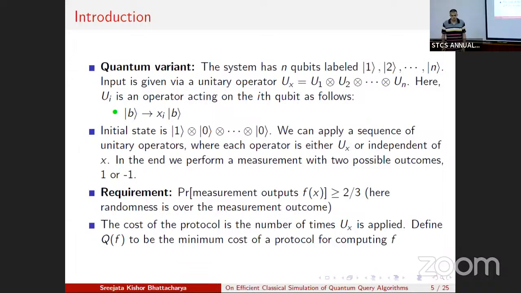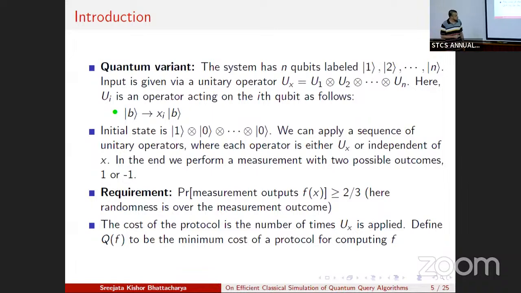Okay, thank you. So with some extra things like ancillary qubits, we can assume this is the form of our quantum query algorithm. Let's define Q(F) to be the minimum cost of a quantum query algorithm which has this property: for every point where F is defined, the probability that the measurement outputs correctly is at least 2/3. The cost is the number of times you are applying this operator U_x.